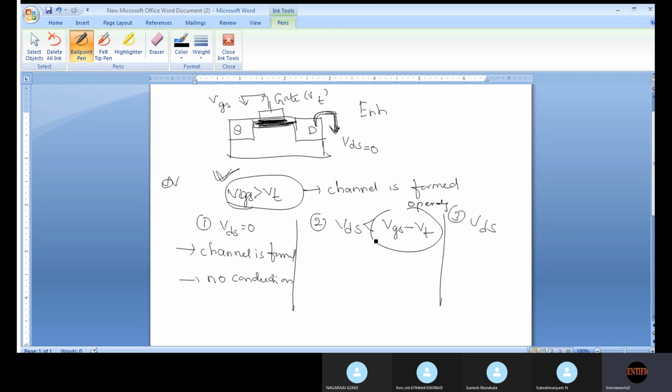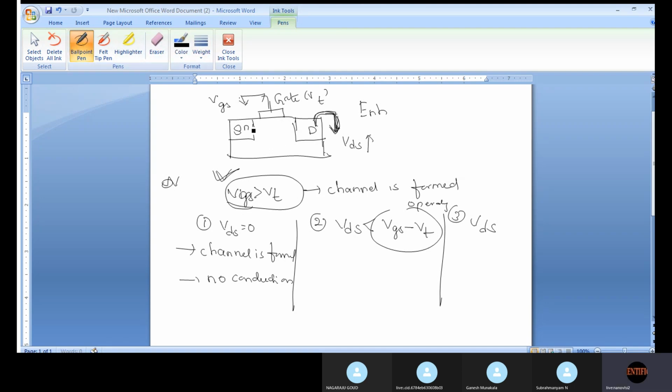In this condition, what if I am slightly increasing this VDS? I have raised this VDS slightly. At this condition, the channel will become thin at the drain end. Why? Because let us suppose this is an NMOS, so negative charge carriers are flowing here.